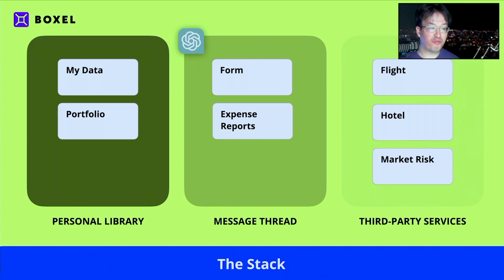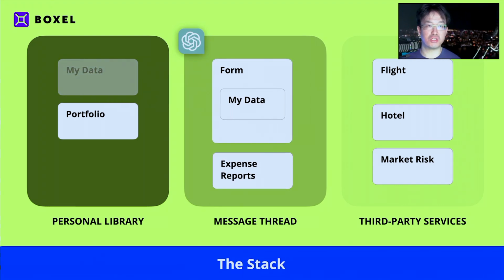So when I say I want to fill out the form, what you're really asking the AI to do is to copy your data into the form, right? By transporting a field or linking them. There are different ways to do it within the Boxel system. Sometimes it's actually a copy, sometimes it's just a reference. And then that information is now made available to a third-party service.